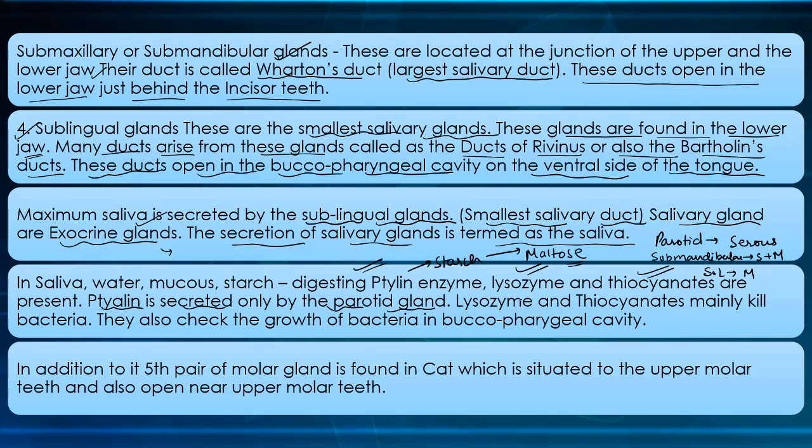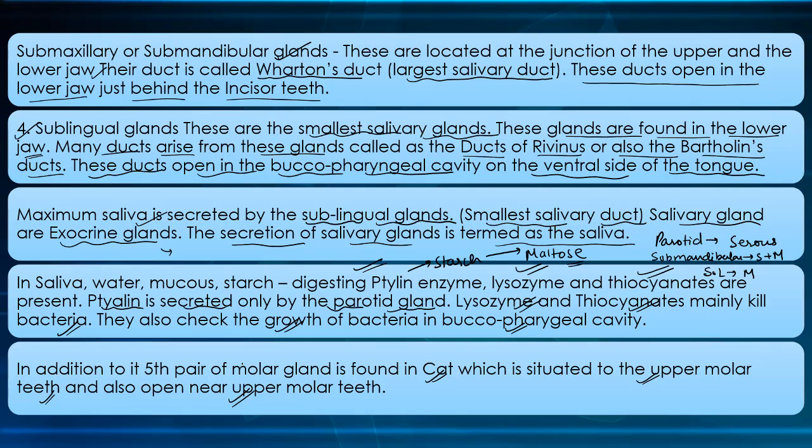Lysozyme is an antibacterial enzyme. Lysozyme and thiocyanate kill the bacteria. They also check the growth of bacteria in the buccopharyngeal cavity. In addition to it, there is a fifth pair of molar glands found in the cat, which is situated near the upper molar teeth and also opens near the upper molar teeth.